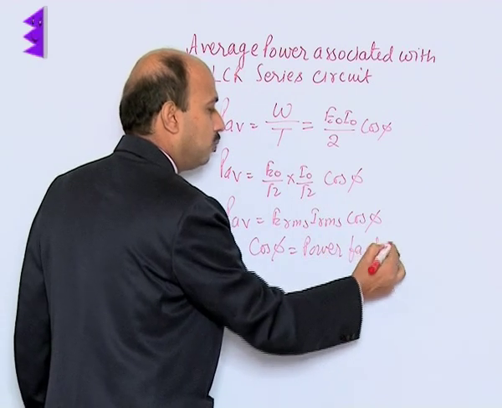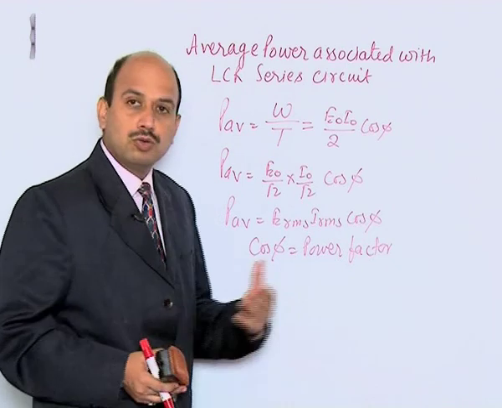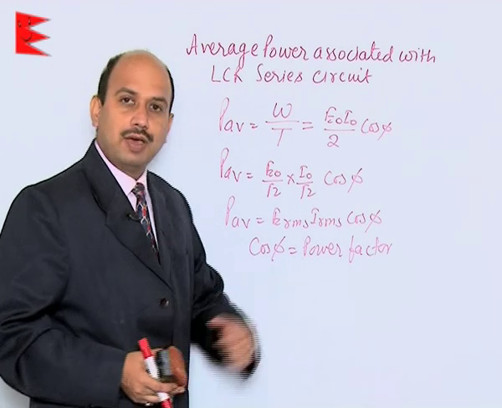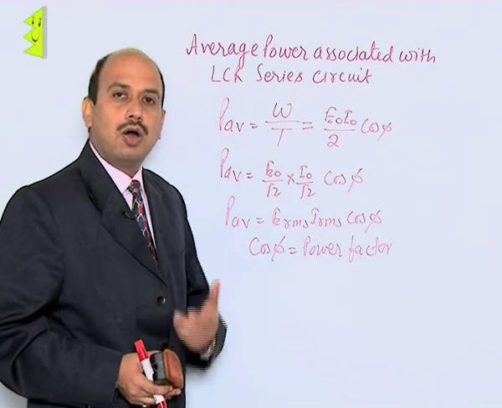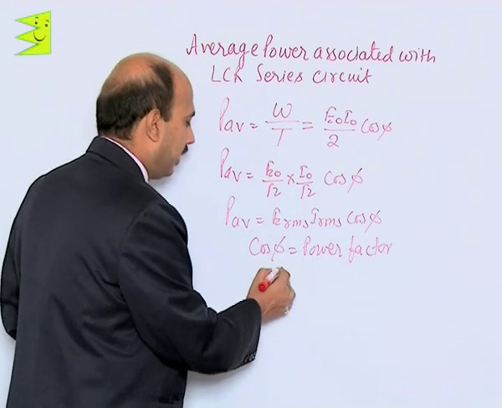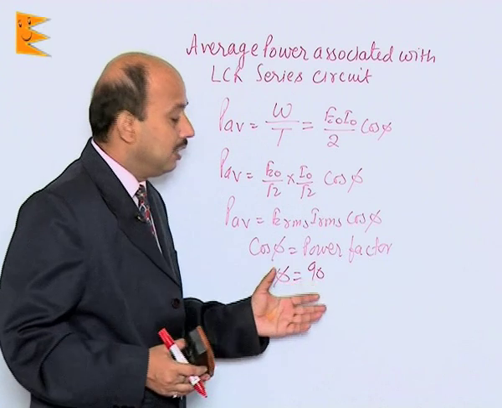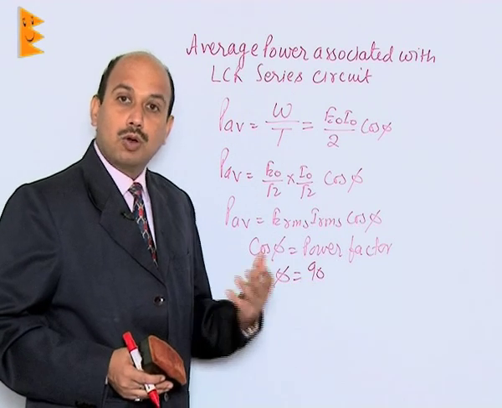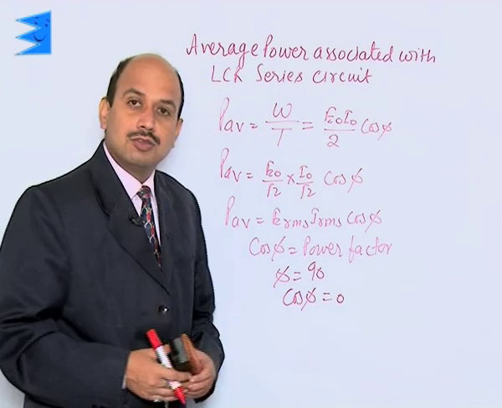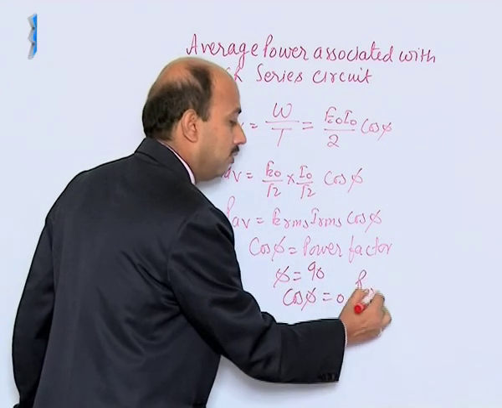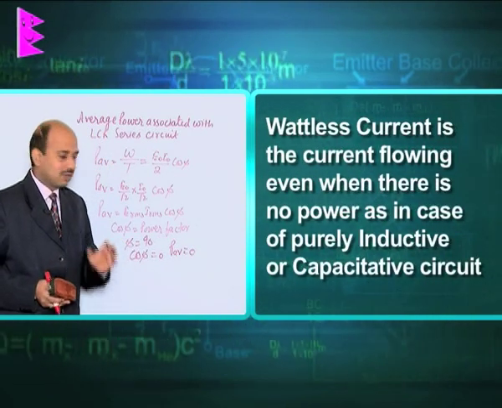So see here, the average power in an LCR circuit does not depend only on V and I, it also depends on the phase angle, that is cos φ. If you are talking about a circuit with only an inductor or only a capacitor, φ is equal to 90°. In that case cos φ is 0, that means the power factor is 0, therefore the average power consumed is 0, and whatever current is flowing is known as wattless current.